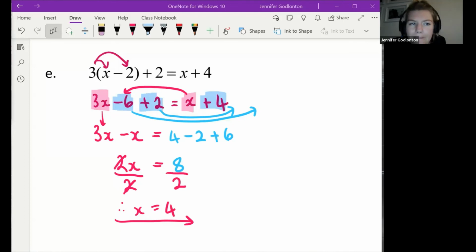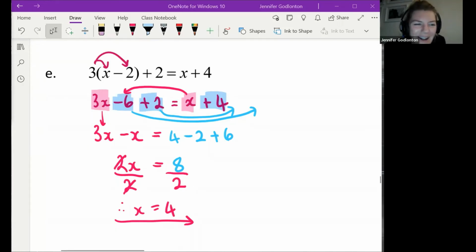Mandy? Sorry, ma'am. Can I please ask, what happens if the coefficient is a fraction? So then you would just divide by the fraction, but I'll show you what that looks like when we start dealing with fraction equations. And I think we're going to do that on Tuesday. Then I'll start to show you that. Okay, ma'am. Thank you, ma'am. Sure.